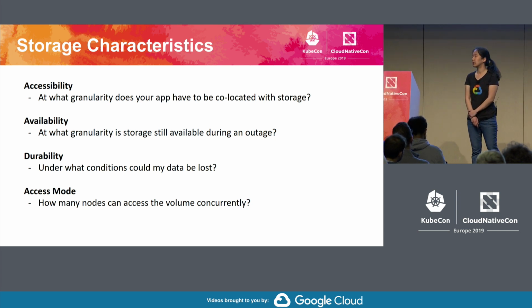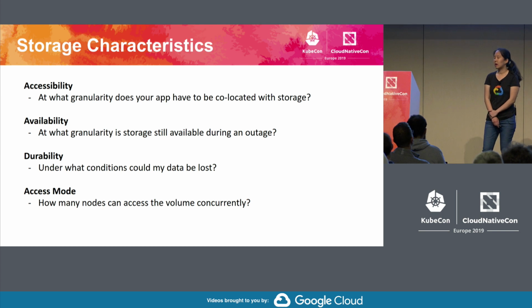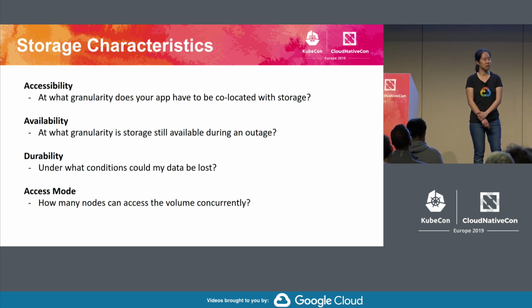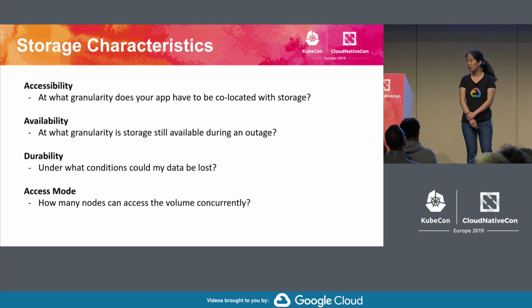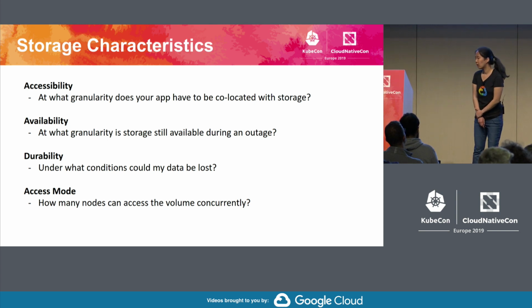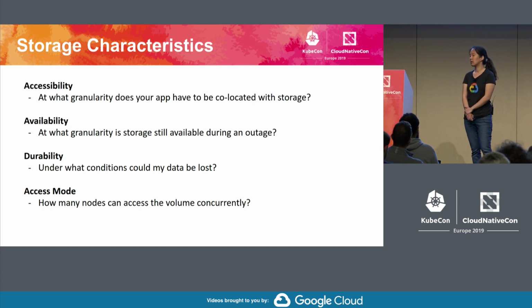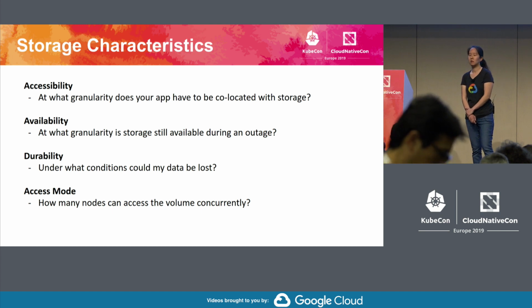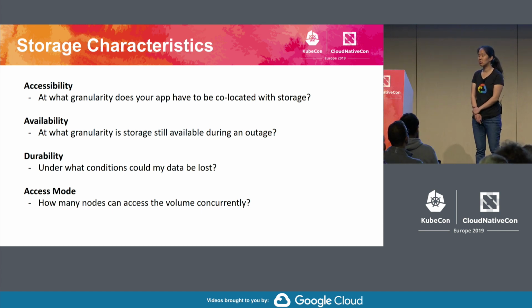Next is availability. This is about how resilient your storage system is to different cluster failures. Can your storage system survive a node failure or a rack failure or a zone failure? Oftentimes, availability is very close and very similar to accessibility, but that's not always the case, and I'll provide an example of this later.